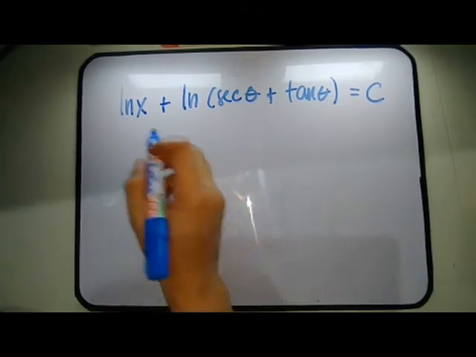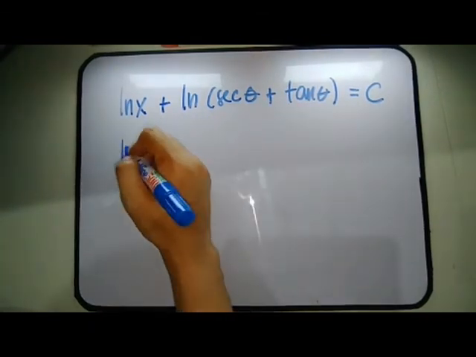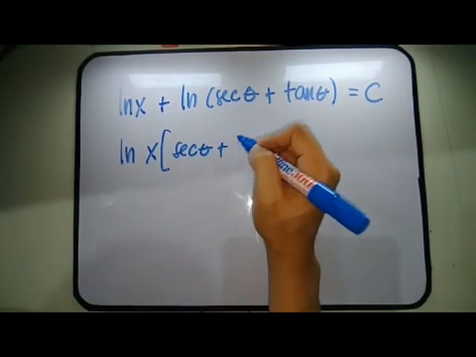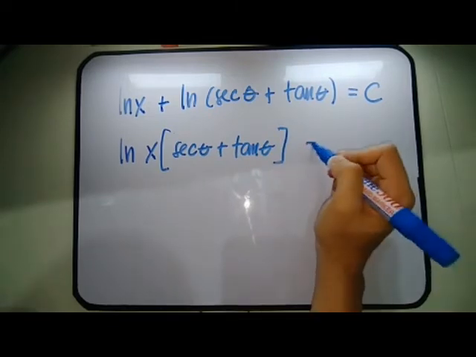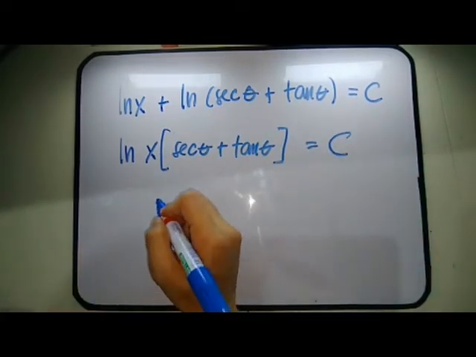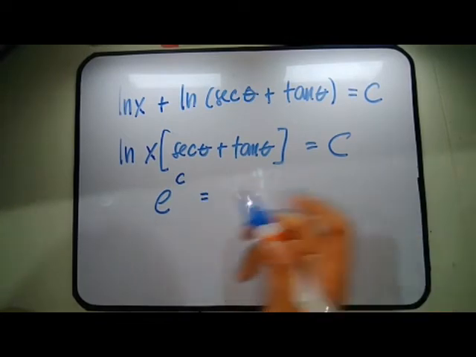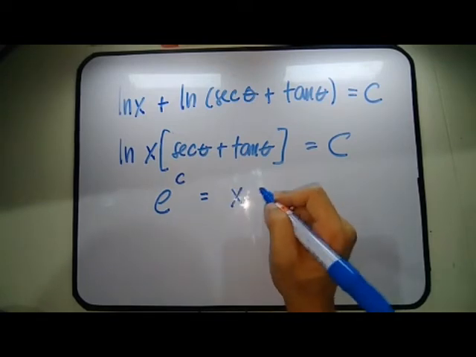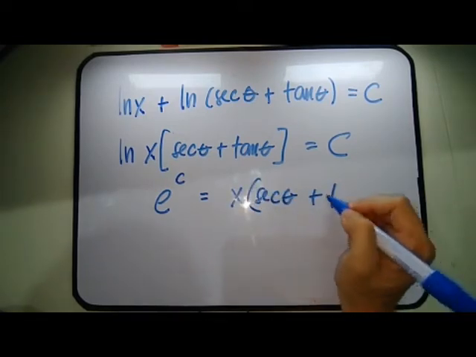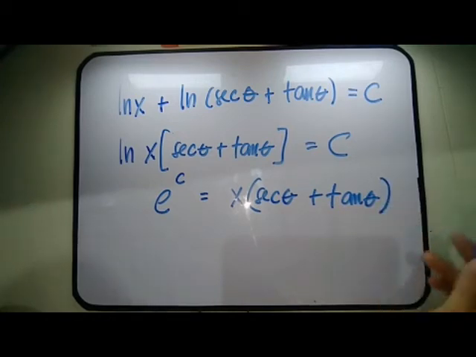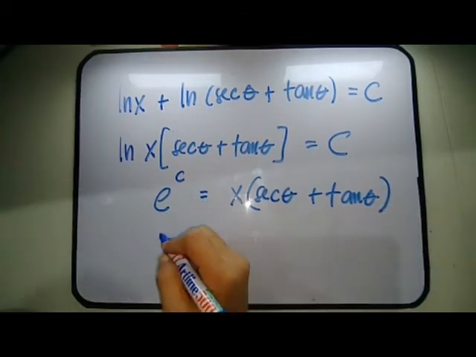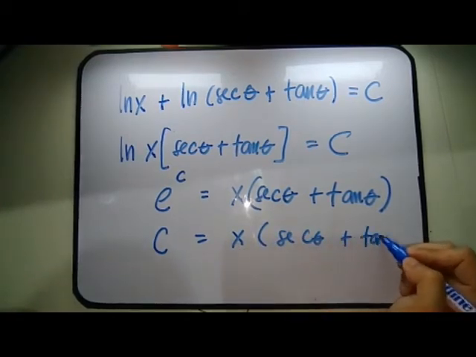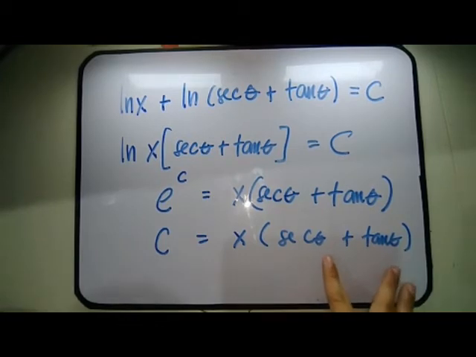So, by laws of logarithm, we can combine these two. So, this is ln of x times secant theta plus tangent of theta, equals c. So, in terms of e, we have here e raised to c equals, so yung mga laws of logarithm natin, and exponential form. So, this is x times secant of theta plus tangent of theta. So, therefore, ito, c lang naman siya, constant lang. So, x secant theta plus tangent of theta. So, we need to bring this back in terms of y lahat.